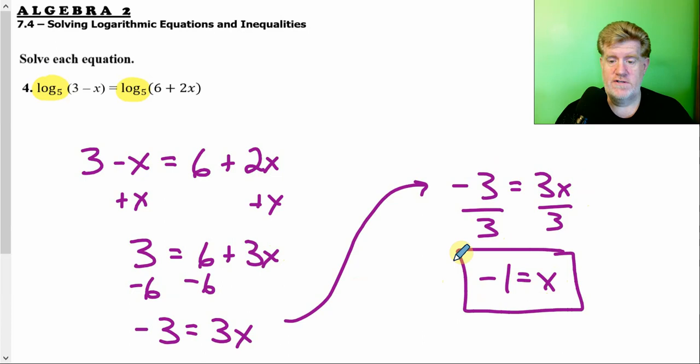Now, is it okay for x to equal negative 1? Well, let's plug it back here and find out. If I put negative 1 in place of x, I get 3 minus negative 1, or 4. 4 is okay. And just to double check, this should also be 4. 2 times a negative 1 is negative 2. 6 plus negative 2 is 4. All right, they're good.